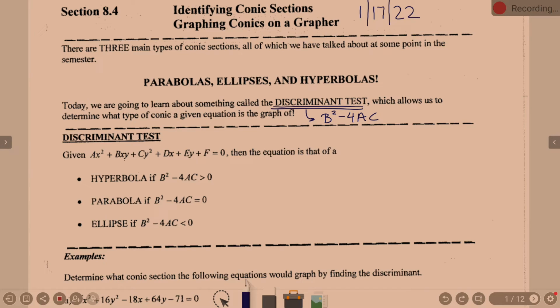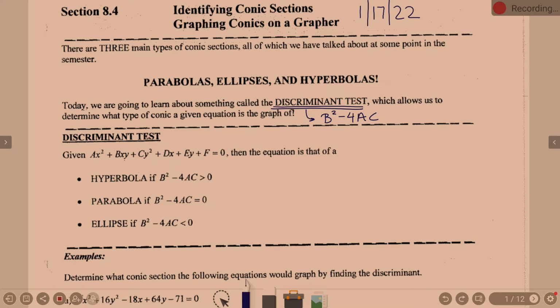Now, here might be the hard part, this form, and you see it, right? A is your coefficient of the x squared term. B is the coefficient of xy. C is the coefficient of y squared. There's dx, there's ey, and f is the constant. And of course, this has to be equals 0 in form.